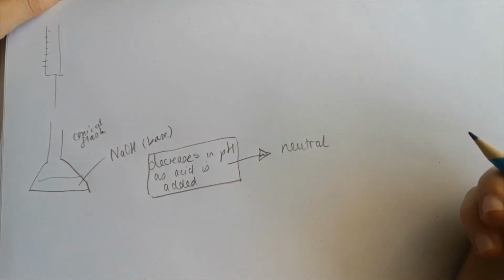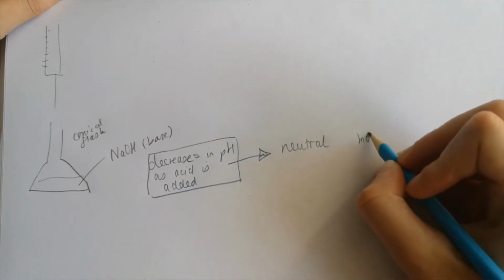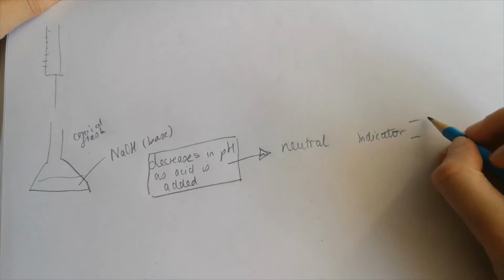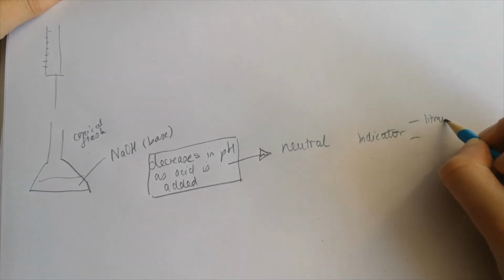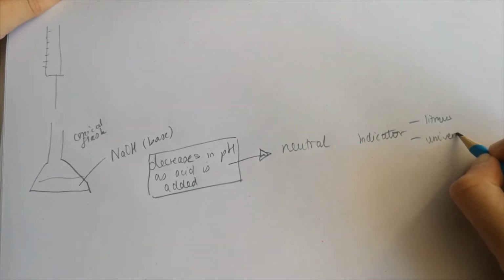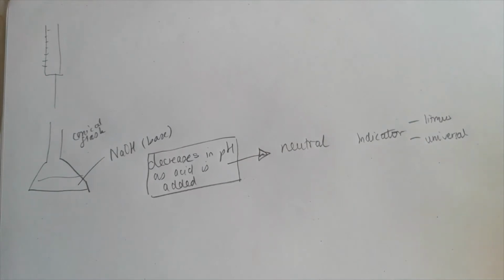We can detect the pH change using an indicator such as litmus paper or universal indicator. Universal indicator is a continuous indicator as the colour gradually changes depending on the pH level. Litmus paper and other indicators such as phenolphthalein will just show a colour change from one colour to another colour upon neutralisation.